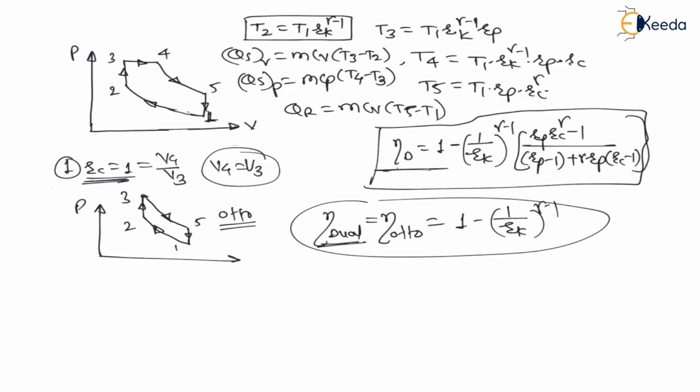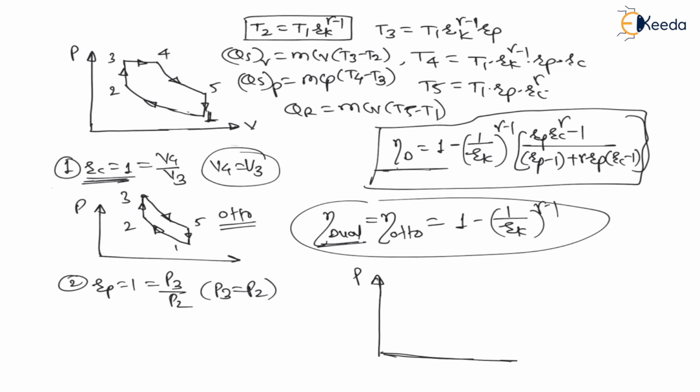Now, second, if Rp is equal to 1, that is, explosion ratio P3/P2 becomes 1, that means P3 is equal to P2. Therefore, 2 and 3 are at the same location. That means heat addition is at constant pressure only. Now, if I draw the PV diagram, pressure versus volume, 2 and 3 are at the same location. Therefore, 1 to 2 is reversible adiabatic compression, 3 to 4 is constant pressure heat supply, 4 to 5 is reversible adiabatic expansion, and 5 to 1 is constant volume heat rejection.